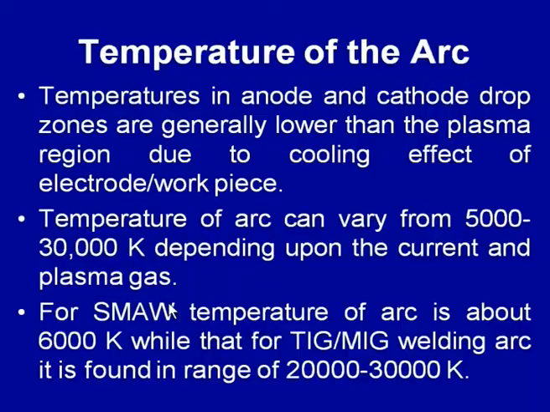So, the shielding gas and the kind of current being used also affect the maximum temperature which can be generated, the temperature gradient which is generated within the arc. Just for example, the maximum temperature generated in the arc in case of shielded metal arc welding is around 6000 K, while in case of the tungsten inert gas and the metal inert gas welding processes it is found in the range of 20,000 to 30,000 K, depending upon the kind of current, the shielding gases and the electrode materials being used.